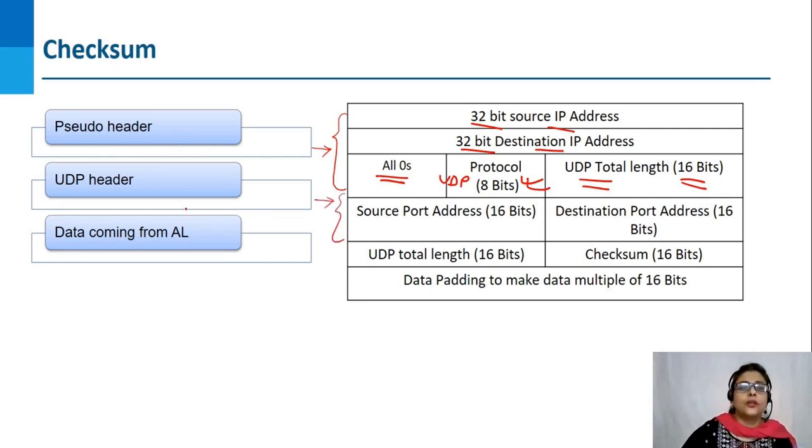After that, we have the UDP header, which consists of the source port address, which is of 16 bits, and destination port address, which is of 16 bits. Now then we have data coming from the upper layer, that is the application layer. Here it gives the UDP total length, which is again 16 bits, and the checksum, which is again 16 bits. Now, data padding is necessary to make data a multiple of 16 bits. If we have data which is not a multiple of 16 bits, then we need some data padding.